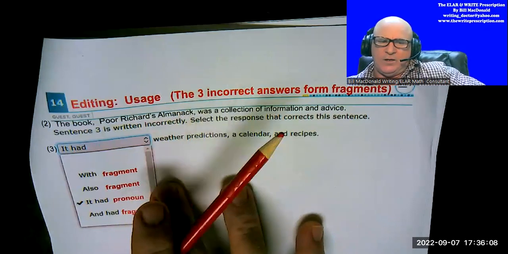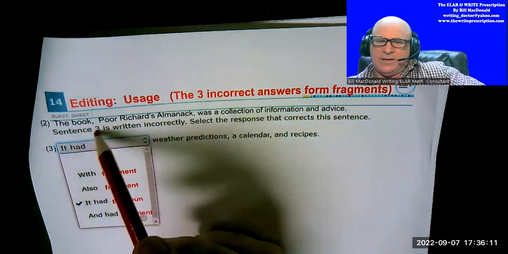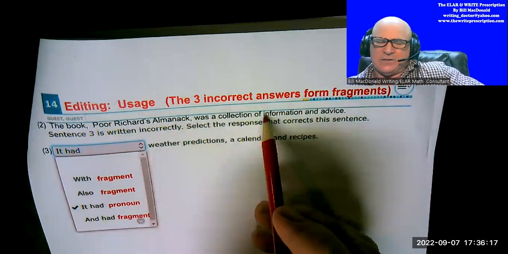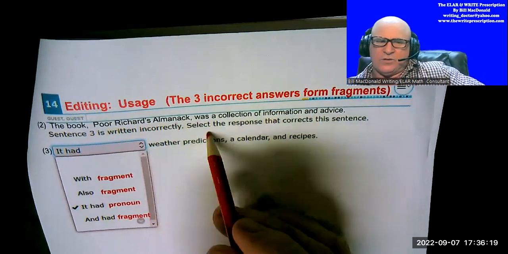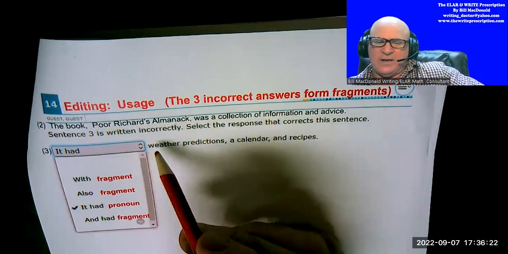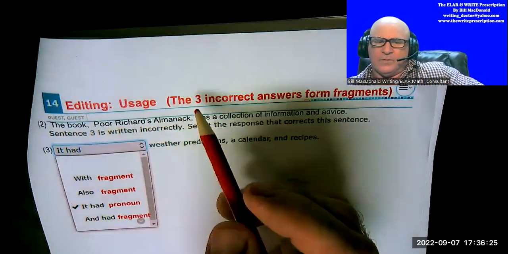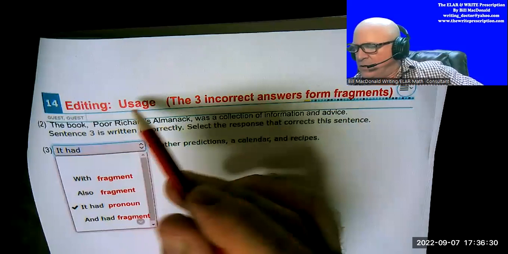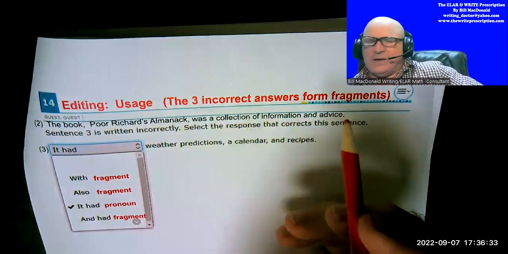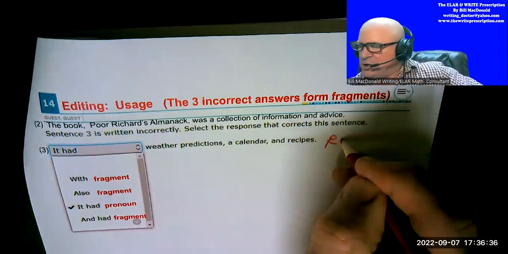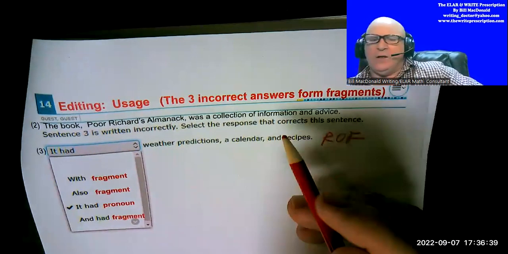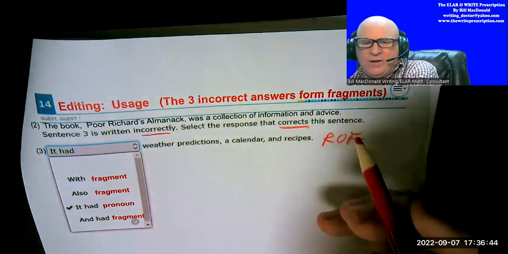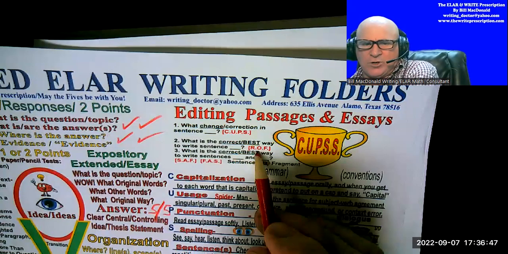Sentence 3 is written correctly. Select the response that corrects this response. Now, because the second sentence is written as a fragment in the passage, we need to make sure we understand that if it says it's written incorrectly or we need to correct it, most of the time that's this kind of response right here, that you have a run-on or a fragment because of the word correct.